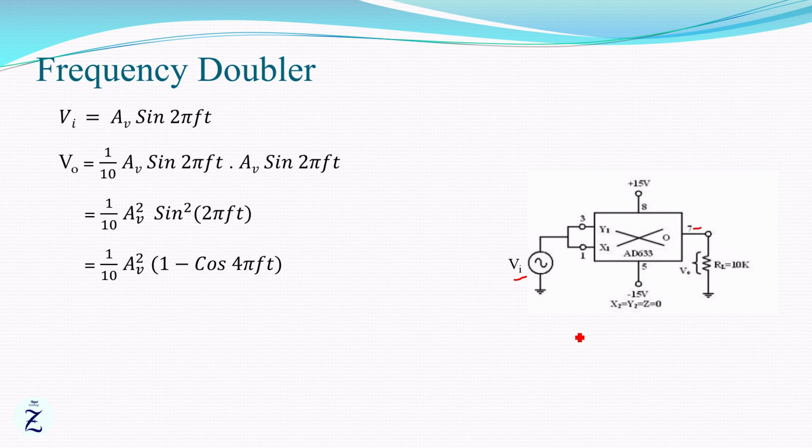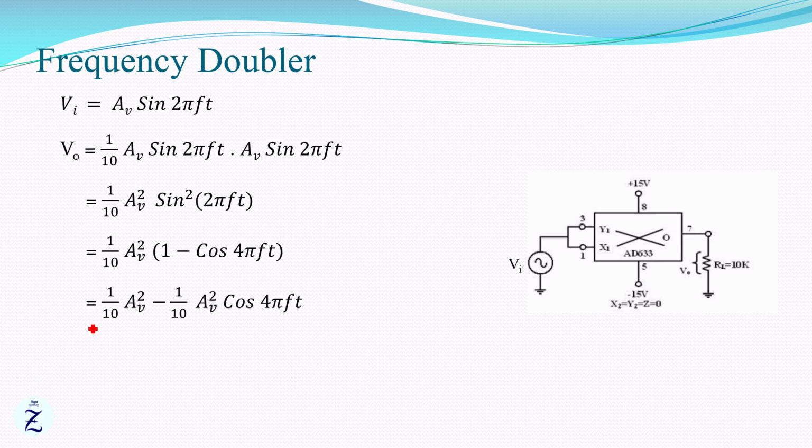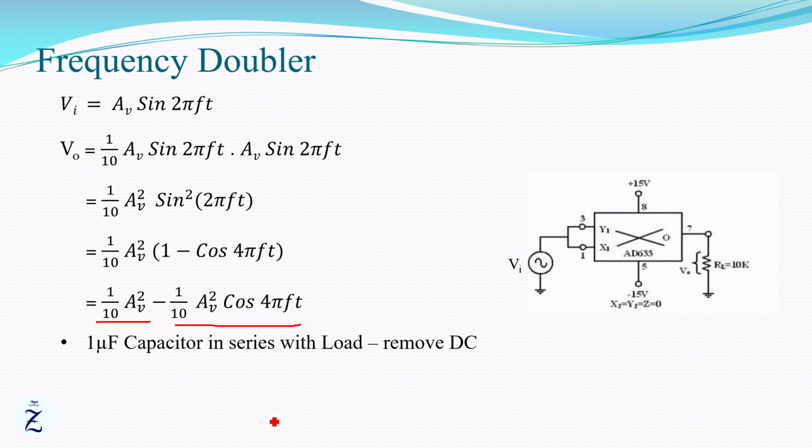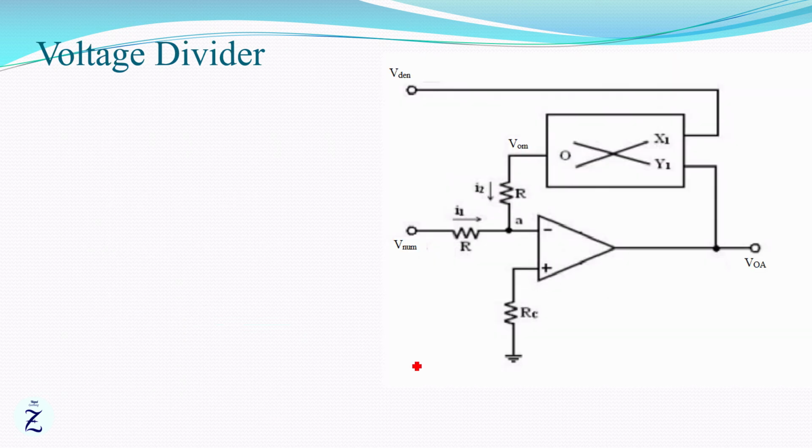Here we can see there is a DC value AV square by 10 and an AC signal AV square by 10 into cos 4 pi ft, or AV square by 10 into cos 2 pi into 2f into t. That is, the AC signal frequency becomes double the frequency of the input signal. This DC can be removed by placing a capacitor at the output.